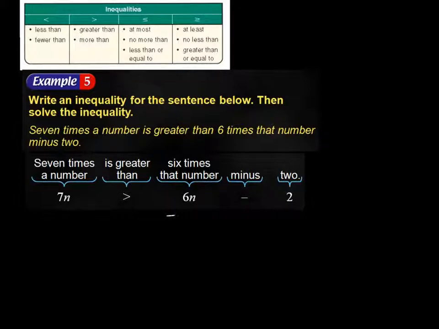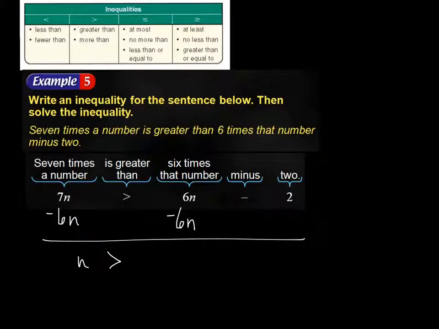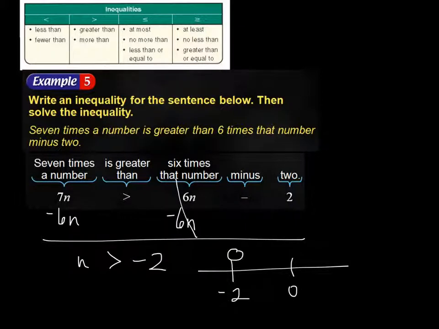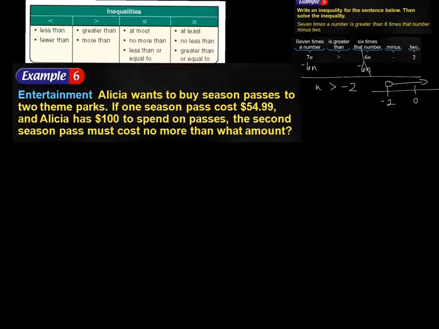So we want to get our variable on one side. I'm going to subtract 6n from both sides of the equation. So 7n minus 6n is just 1n is greater than, the 6n's are gone. All that's left is negative 2. If I made one of my lazy graphs, I'd put an open circle on the negative 2 and the arrow goes to the right for greater than.